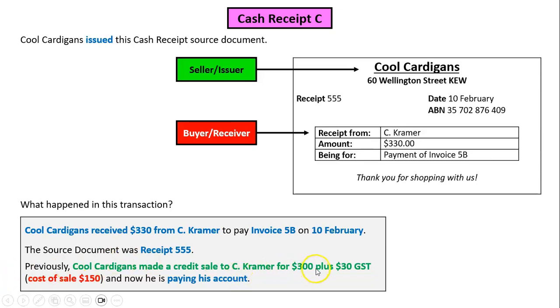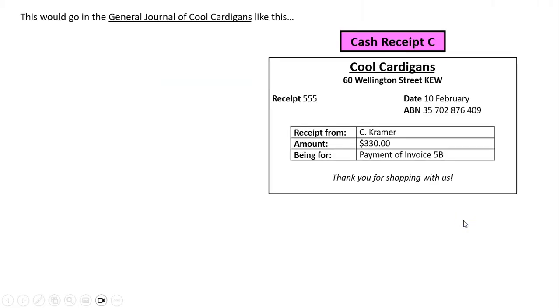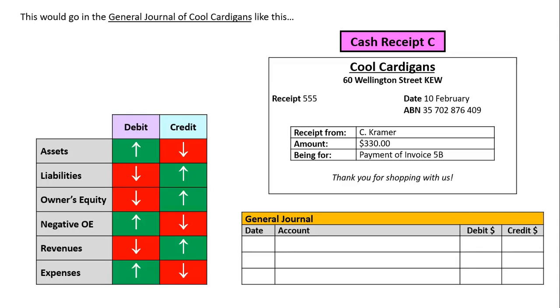Kramer for $300 plus $30 GST, and the cost of sale will be $150 because we know our markup's 100%, and now he is paying his account. So essentially, we're just going to deal with an account receivable paying us money back. So how would we put that in the general journal?